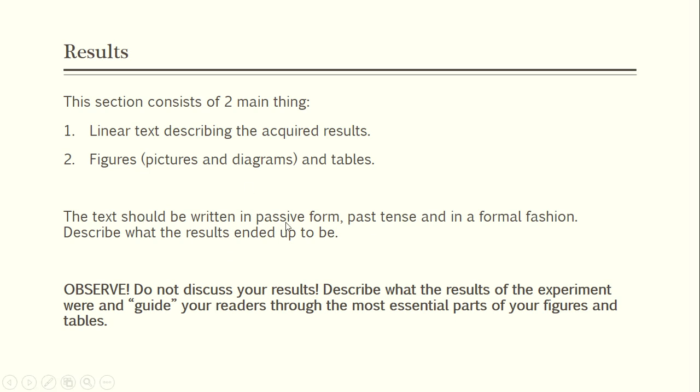Again, the text should be written in passive form, past tense, and in a formal fashion. We describe what the results ended up to be. And very, very important when we're working on the results part is that we do not discuss them. We describe what the results were, and guide readers through the most essential parts of figures and tables. So we state what the results ended up to be, but not why. That's something we're saving for the discussion part of the report. So you're just going to write what your results were, not why they were like they were.